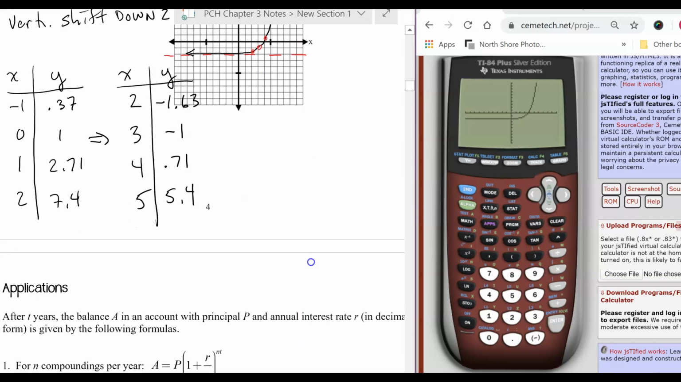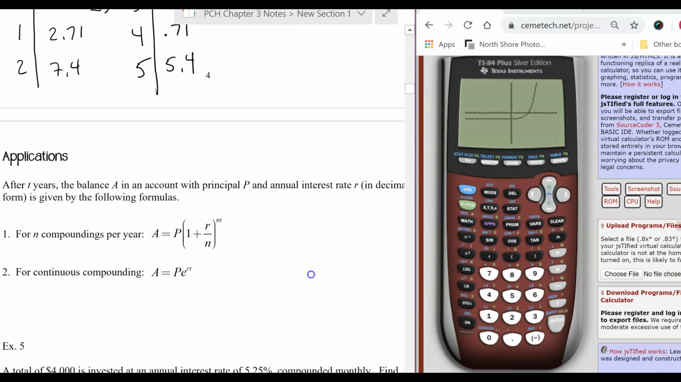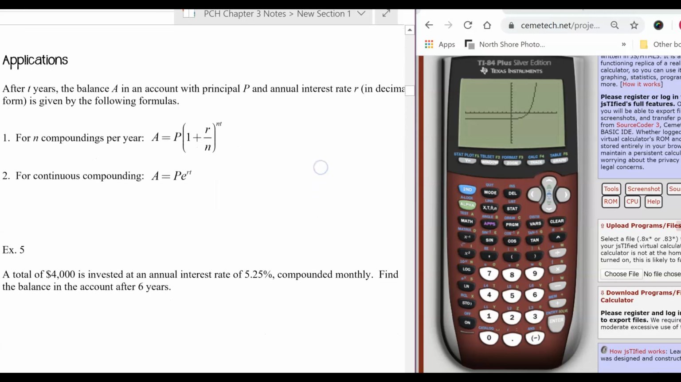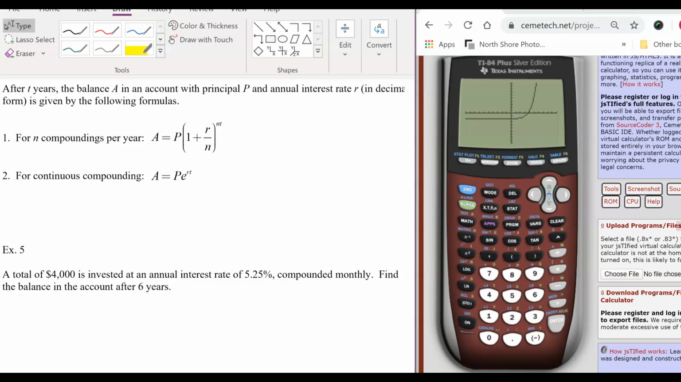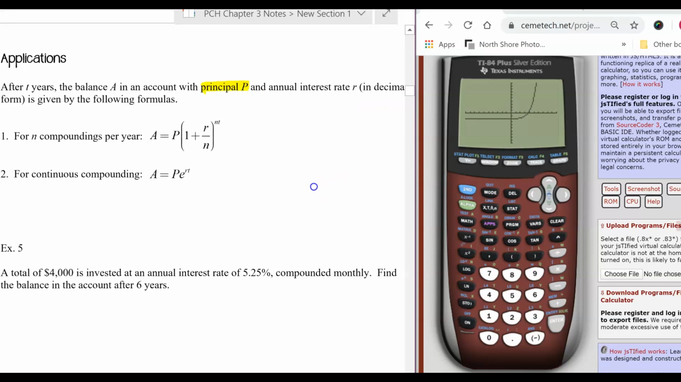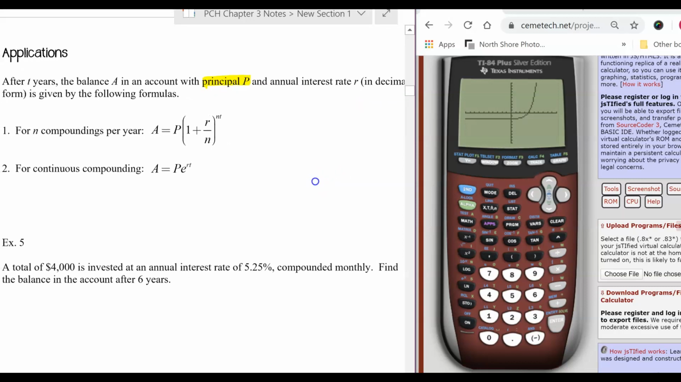All right, let's take a look at some applications here. We're going to be looking at compounding interest and continuously compounding interest. And we have these two formulas here, which may look familiar. So after t years, a balance A in an account with principal P. So this principal, this is what you start with. This is the amount you're investing, or you start with. And annual interest R, okay, and that has to be in decimal form, is given by the following formulas.